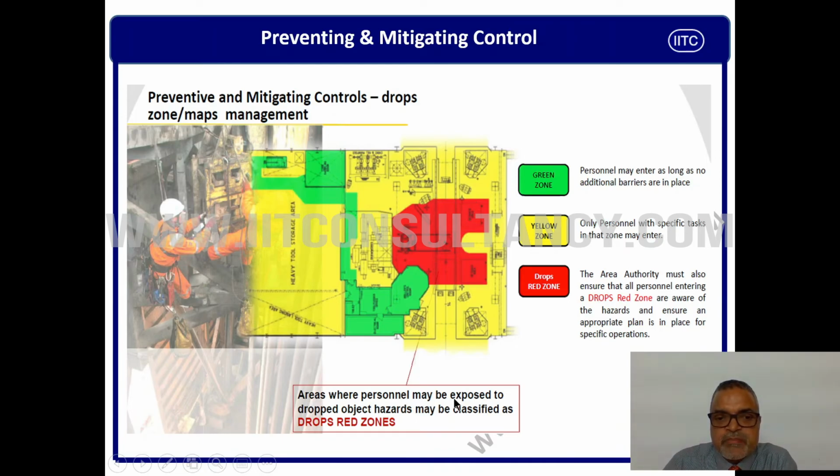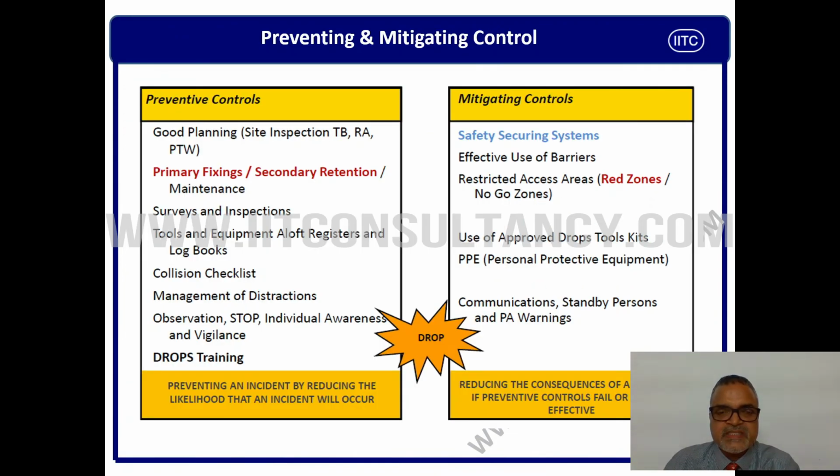Areas where a person may be exposed to the drop object hazard may be classified as a drop red zone. This is the high likelihood where a drop object can happen. So guys, this is how we need to work as a safety supervisor, safety officer, construction manager, because this can kill anybody.